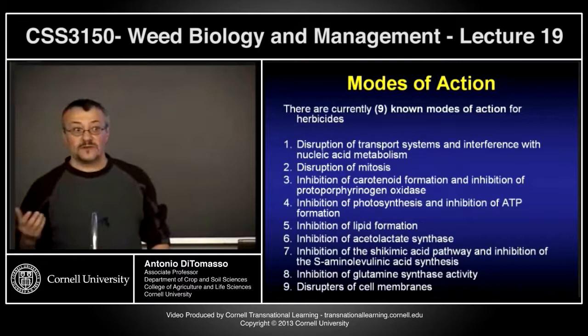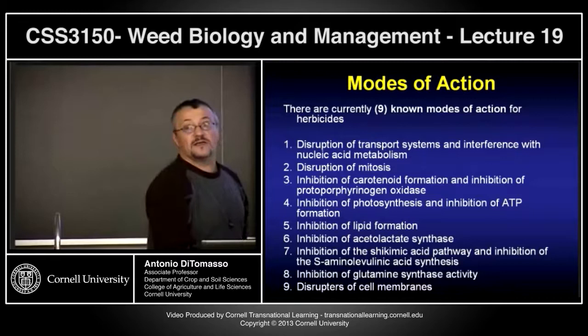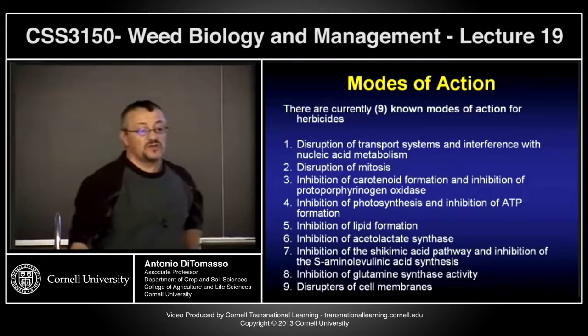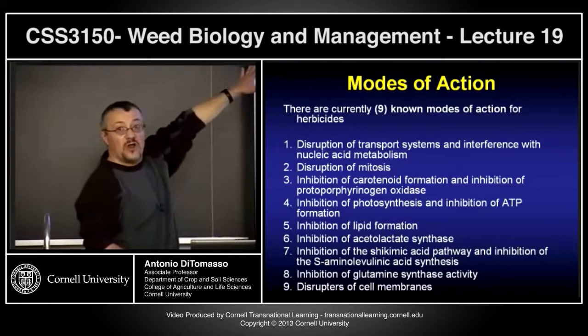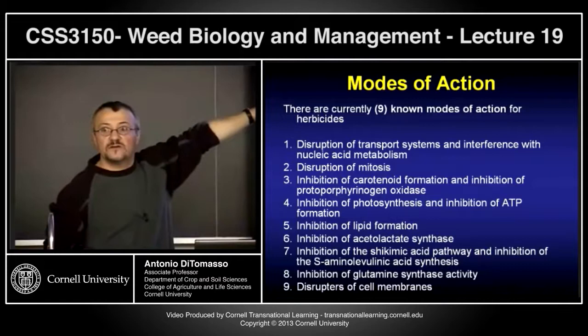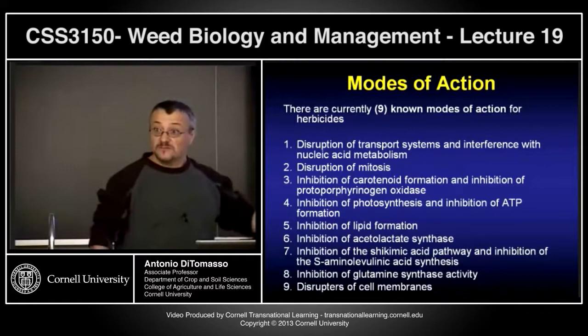And as I go through this, I'd like some of you to call out an example of a herbicide that exhibits this mode of action, which is disruption of the transport system and interference with nucleic acid metabolism. You see, the primary mode of action is both transport systems, but also interference with RNA. What's an example of this, or a family or group of herbicides? Dicamba, 2,4-D, the benzoic acids, the phenoxies. The 2,4-D group is that. That's exactly it.